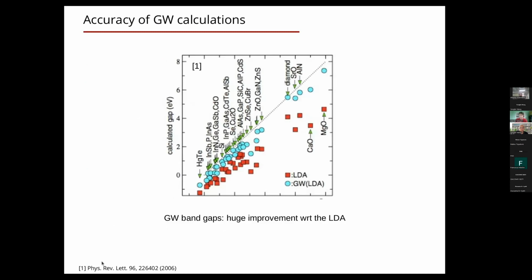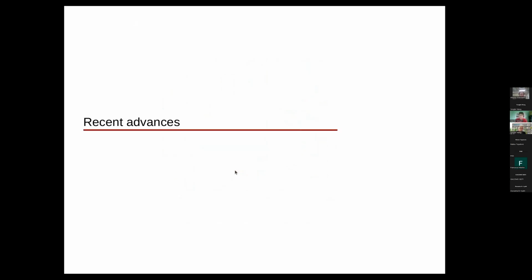So here are some results, and it can be seen that the GW results, which are the light blue dots, improve the fundamental gap with respect to LDA in a large variety of solids. This is because we explicitly added the physics of one-electron addition and removal through the use of the one-particle Green function. So in the final part of the talk, I will briefly talk about some recent advances which have been made in the last couple of years.